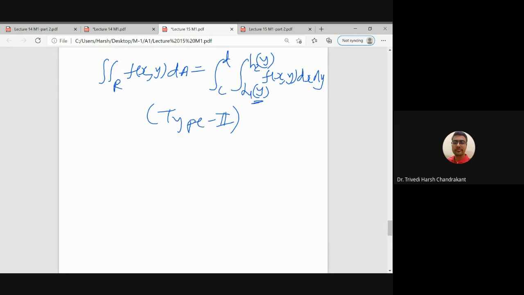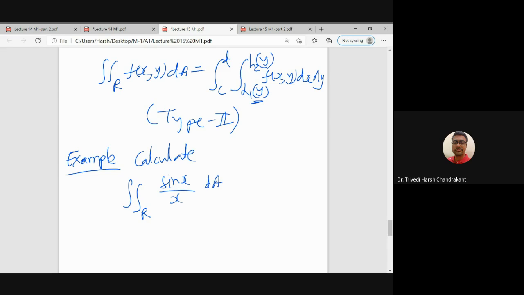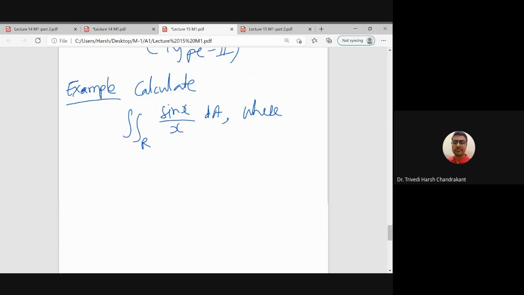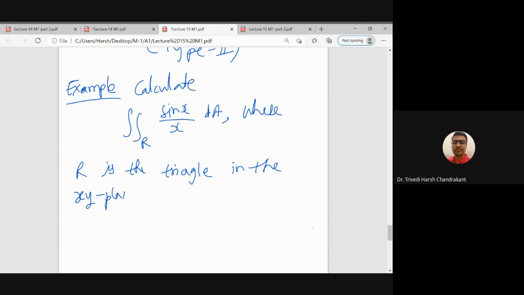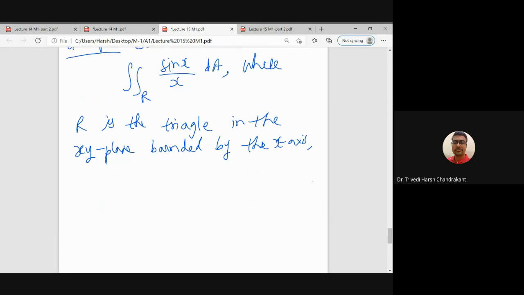So let us see one example. We want to calculate the double integral over R of sin x by x dA, where R is the region. So we have the region as a triangle in the xy plane bounded by the x-axis, the line y equals x, and the third line we have is x equals 1.